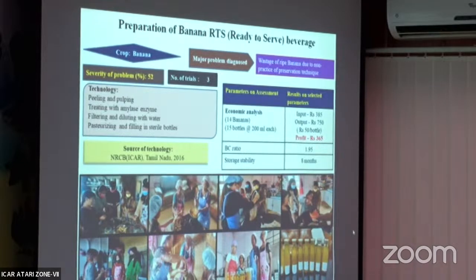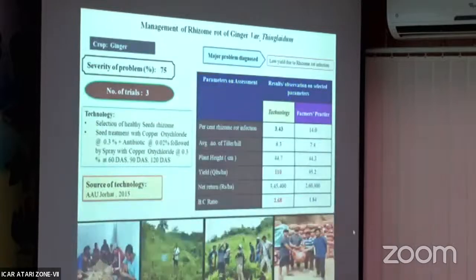RTS figures here also from the result of economic analysis of 14 banana with a profit of 365 rupees. Management of rhizome rot of ginger. This local variety has low yield due to rhizome rot infection. Here the technology was found very effective in reduction of rhizome rot infection, which increased the yield and BC ratio as compared to the farmer practice.